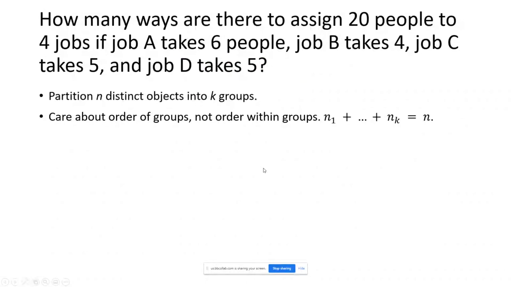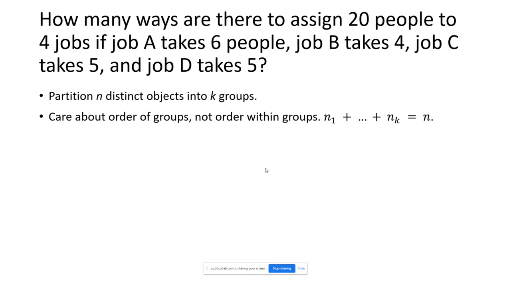All right. So let's think about this problem. How many ways are there to assign 20 people to 4 jobs if job A takes 6 people, job B takes 4, and jobs C and D each take 5?